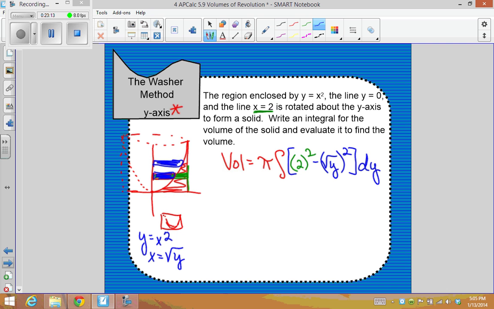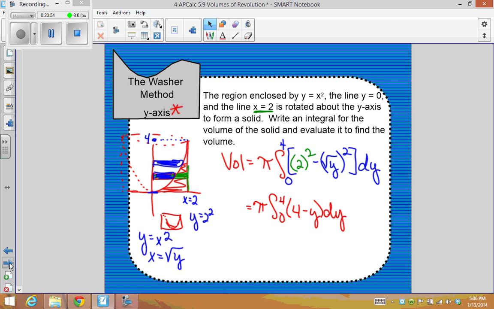Finding your boundaries on this: the bottom one's easy, the bottom one's 0. But the top, I've got to figure out how far up this thing goes. If x equals 2 is this line right here, then when I plug that in, y equals 2 squared, so my upper boundary would have to be 4. So simplifying, I've got pi times the integral from 0 to 4 of 4 minus y dy. If I go through and integrate that and plug in my values, then I will find my volume.